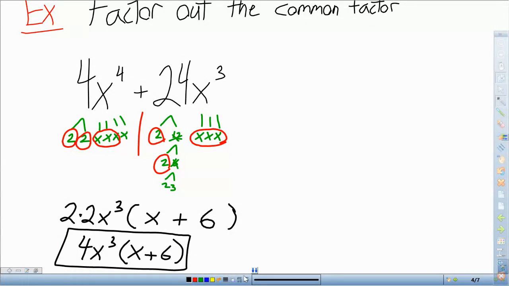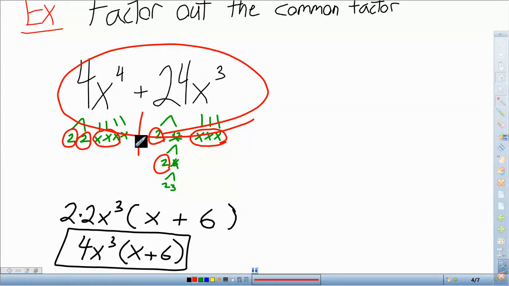Okay, and there it is. We factored the binomial. Here's the nice thing about factoring binomials: you can check very easily to see if you have factored it correctly. The way to check it is just multiply your common factor back in and see if it actually gives you your original binomial.